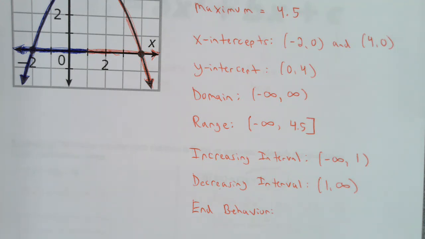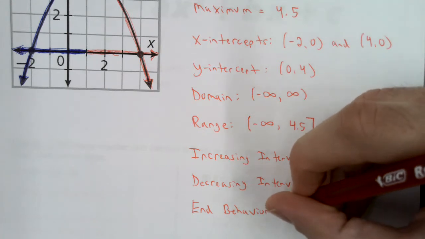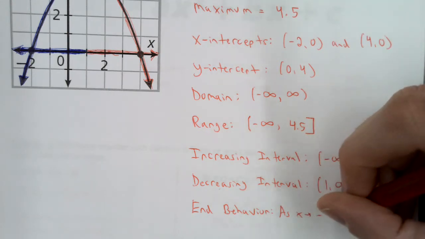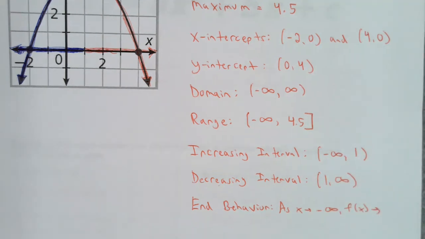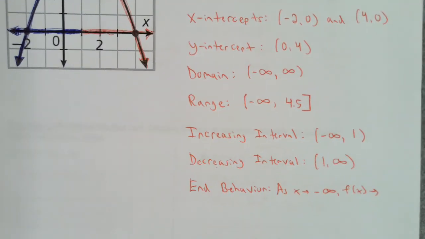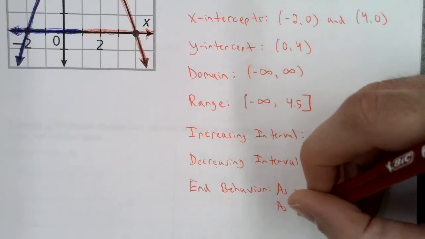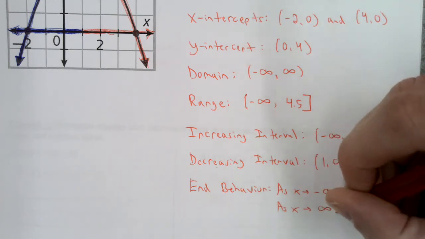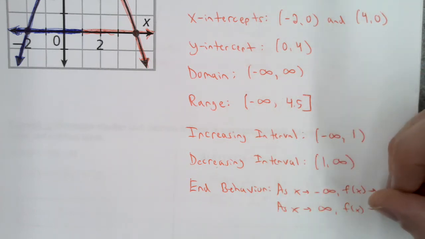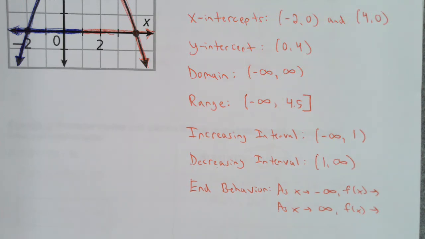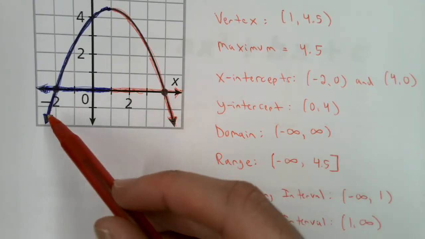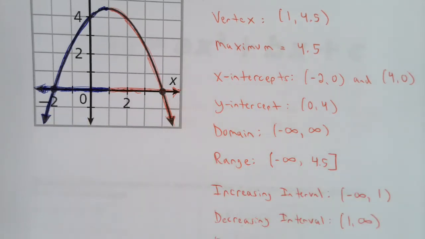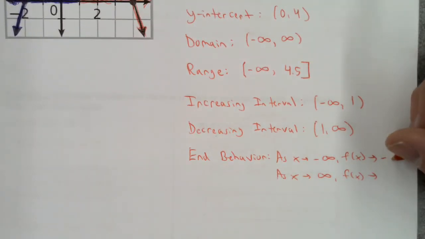And the end behavior, so as x approaches -infinity, f of x approaches, we'll fill that in a minute. As x approaches positive infinity, f of x approaches, we'll fill that in a minute as well. So in each direction, the graph is going down. So at each end, it's approaching -infinity. Okay, so -infinity and -infinity.